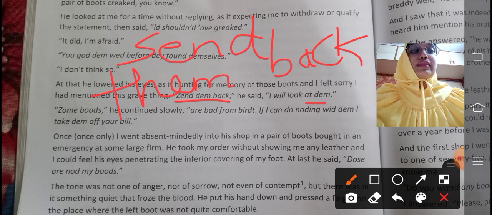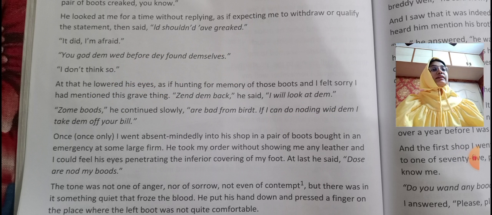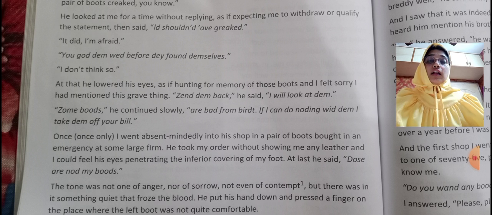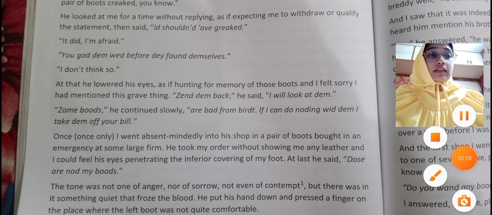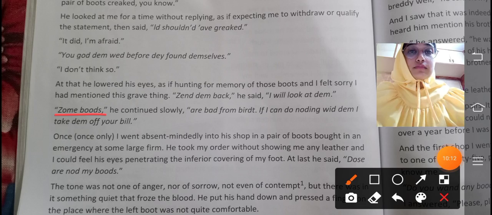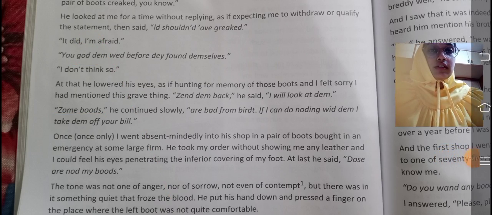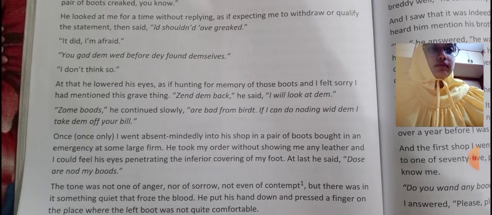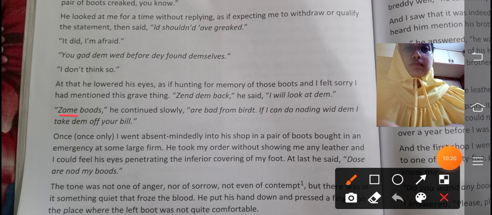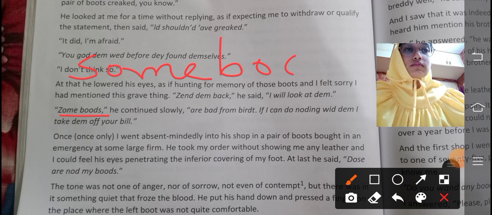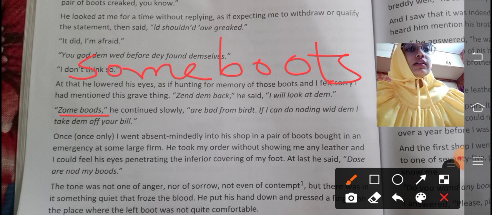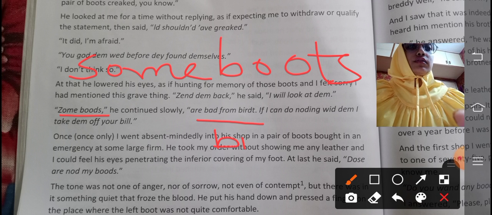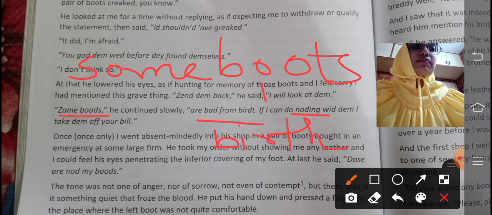I will look at them. Them means them. Okay? Some boots, he continued slowly. Some boots means some boots. Some boots are bad from birth. Birth. If I can do nothing, nothing means nothing.